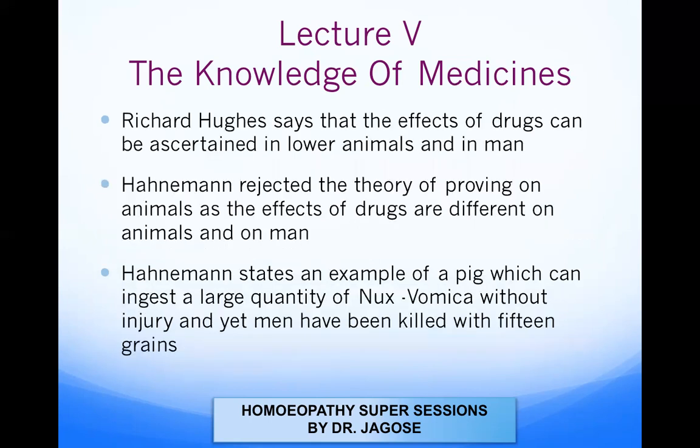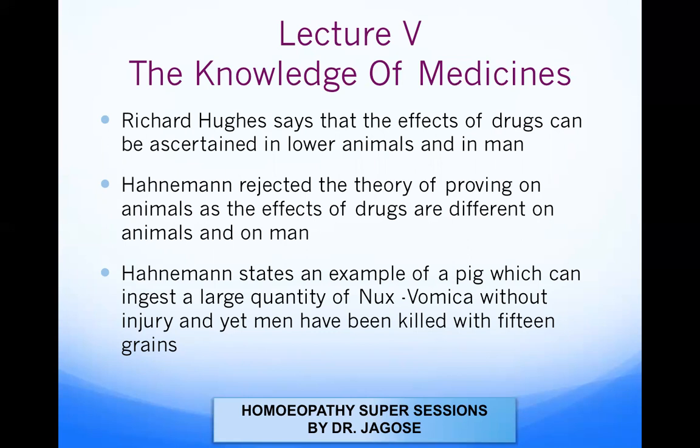Richard Hughes says that the effect of drugs can be ascertained in lower animals and also in man. Now, as you all know, Richard Hughes was a grand old man of homeopathy. He always differed in some aspects from the Hahnemannian method, and he was bold enough to say that you can also have the knowledge of medicines by seeing the effects in lower animals. Hahnemann rejected the theory of proving on animals, as the effects of drugs are different in animals and in man.